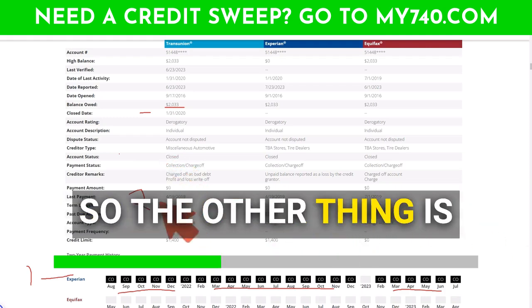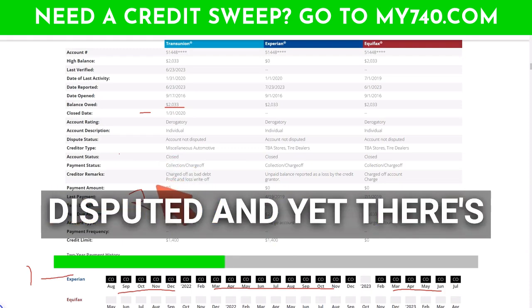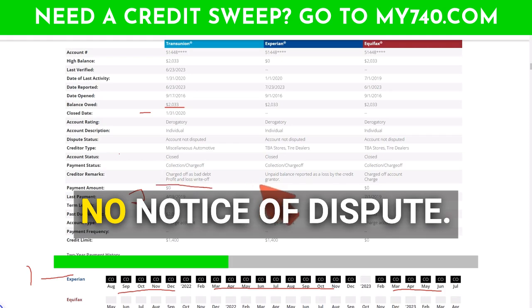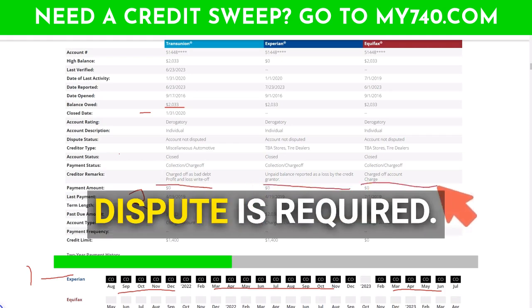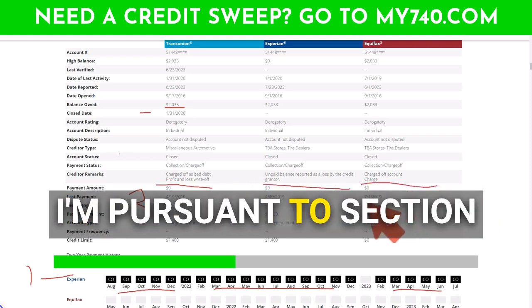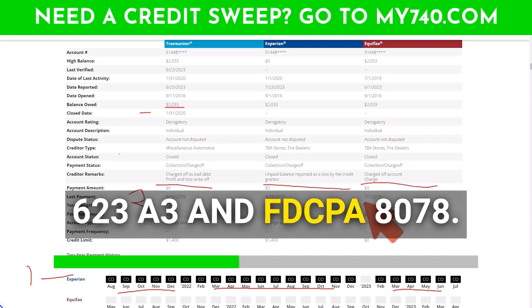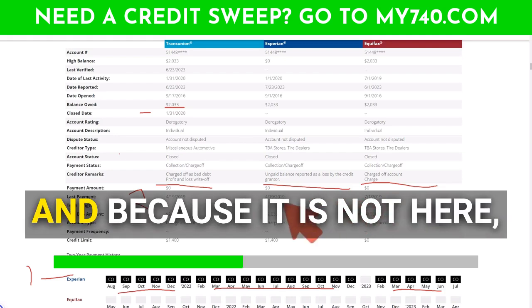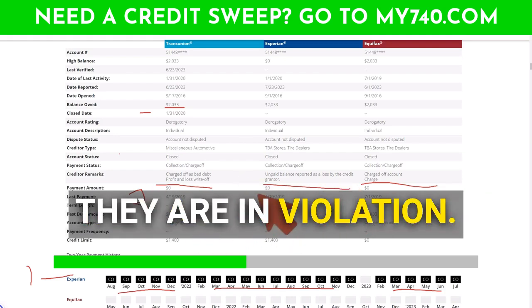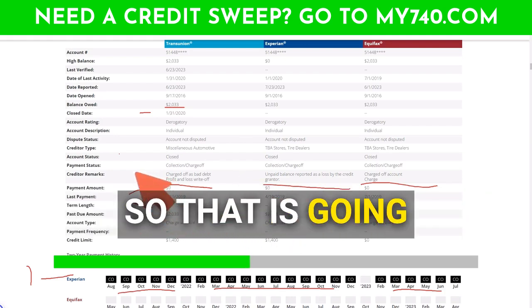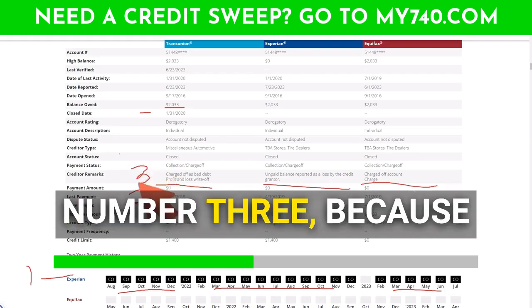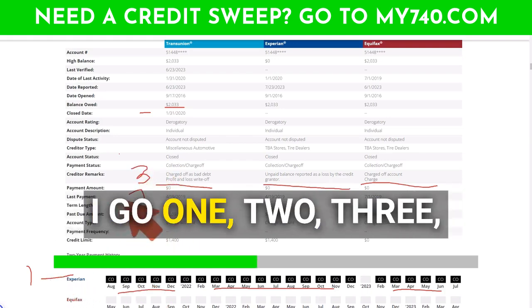So the other thing is that this account was disputed and yet there's no notice of dispute. The notice of dispute is required pursuant to section 623(a)(3) and FDCPA 807(8). And because it is not here, they are in violation. All right, so that is going to be 3. This is actually number 3 because I go 1, 2, 3.